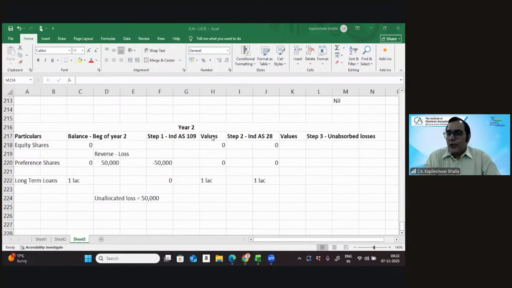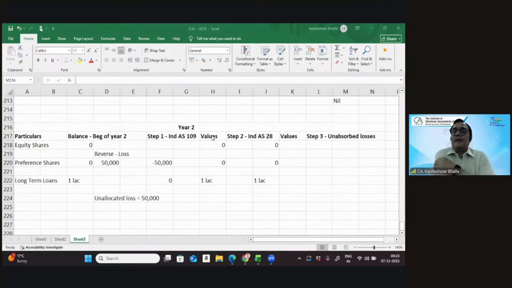So we had a loss of 2 lakh rupees. 1 lakh has gone to the long-term loan. So now what is the total unallocated loss? Out of 2 lakhs, 1 lakh stands allocated. So 1 lakh is still to be allocated, and there was a reversal of 50,000. So would you like to tell me what is the total unabsorbed loss?